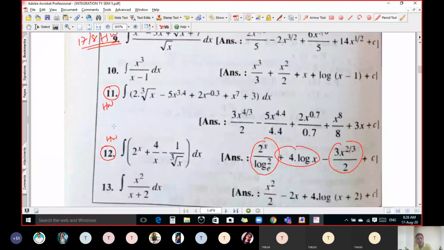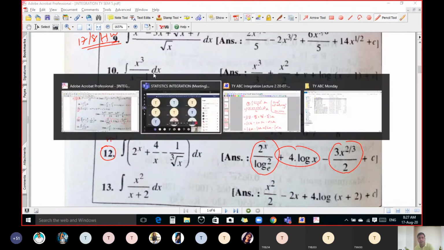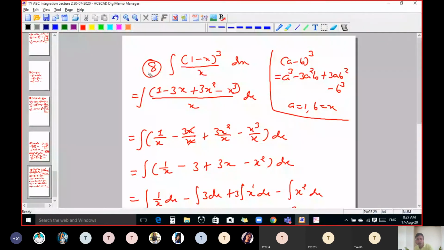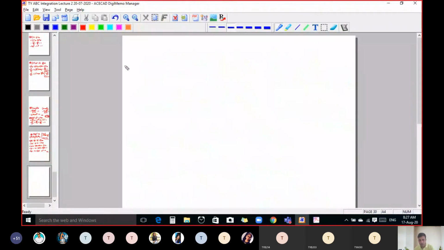Let us do question 10. It is a slightly difficult question. Integration of x cube upon x minus 1 dx. Question number 10. Integration of x cube upon x minus 1 dx.